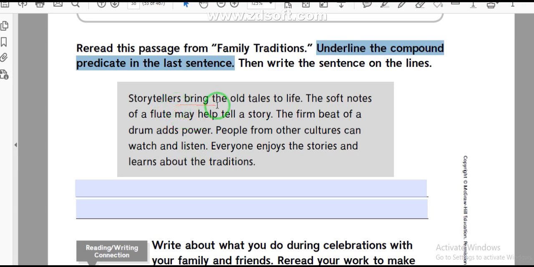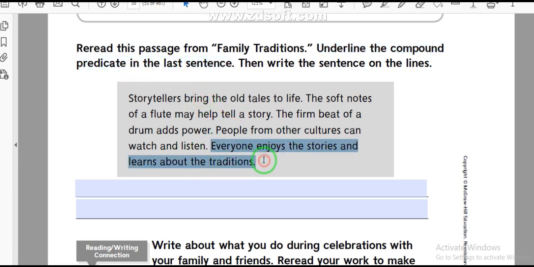Storytellers bring the old tales to life. The soft notes of a flute may help tell a story. The firm beat of a drum adds power. People from other cultures can watch and listen. Everyone enjoys the stories and learns about the traditions. Here they told us to bring the compound predicate from the last sentence. Where's the last sentence? Here it is. Everyone enjoys the stories and learns.